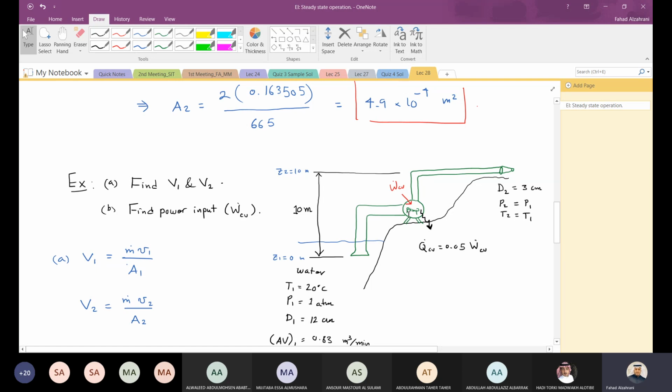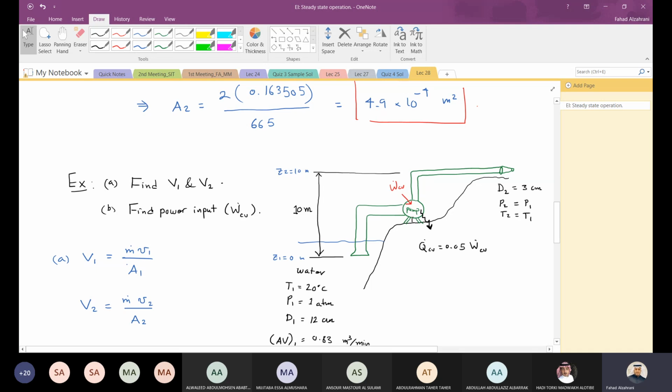During this pump operating at steady state, there is heat dissipated into the environment, and the value of this heat dissipation, Q dot, is a function of the power input to the pump, which is 0.05, or we can say this is 5% of the power input, okay? So the heat transfer is 5% of the power input to the pump.